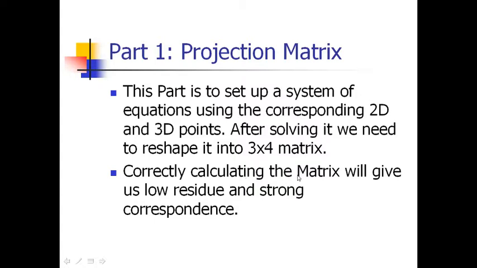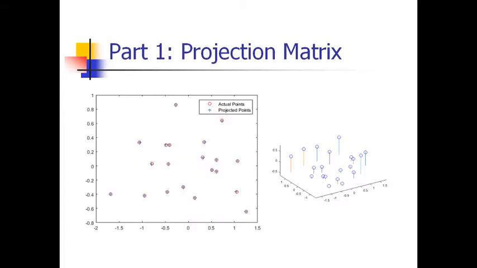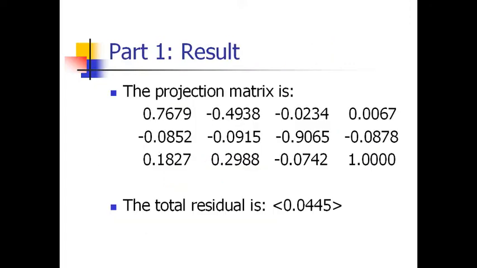Correctly calculating this matrix will give us a low residue and strong correspondence, like this. You see all the actual points correspond to the projected points in this graph, and all the points on the right-hand side graph are perpendicular to the projection of the plane. And here is the result of my first part. It has a total residue of 0.0445, which is really small.